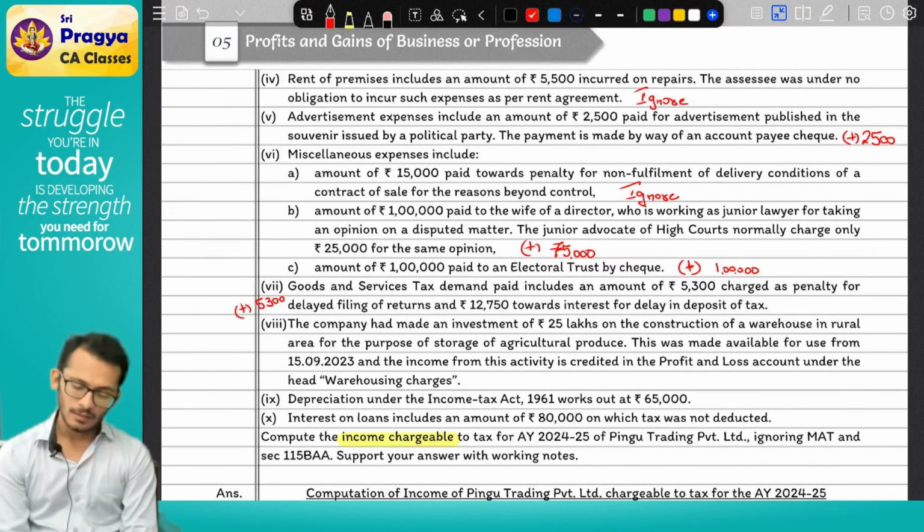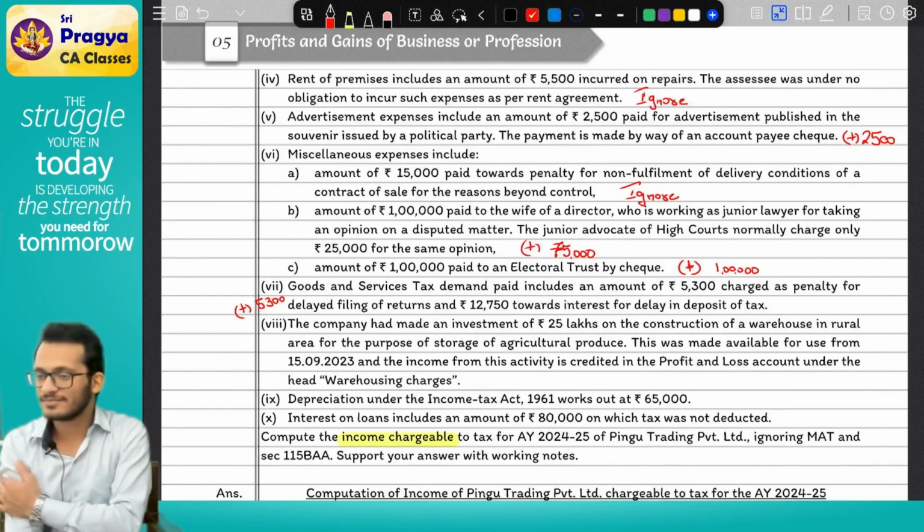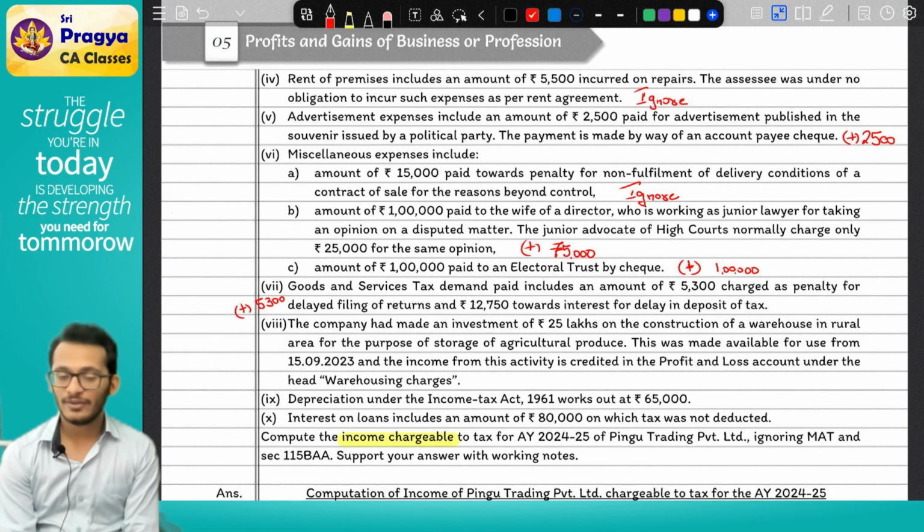What is this? Warehouse created for storage of agricultural produce. Where have we heard this? Warehouse, agricultural produce. We have learnt it in 35AD.